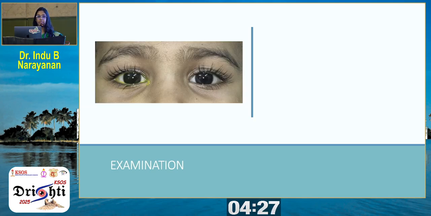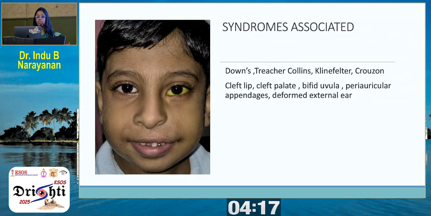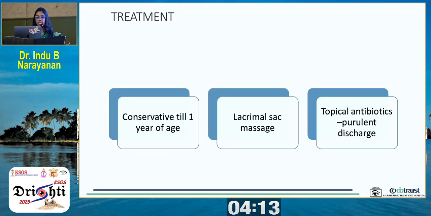Examination, unlike in adults, is very difficult because you can't do a syringing. Basically, there is an increase in the tear film height, and the fluorescein dye disappearance test is positive, and always look for ROP. So these are the syndromes associated and the abnormalities associated. As for the treatment, until 1 year of age, you need not do anything.